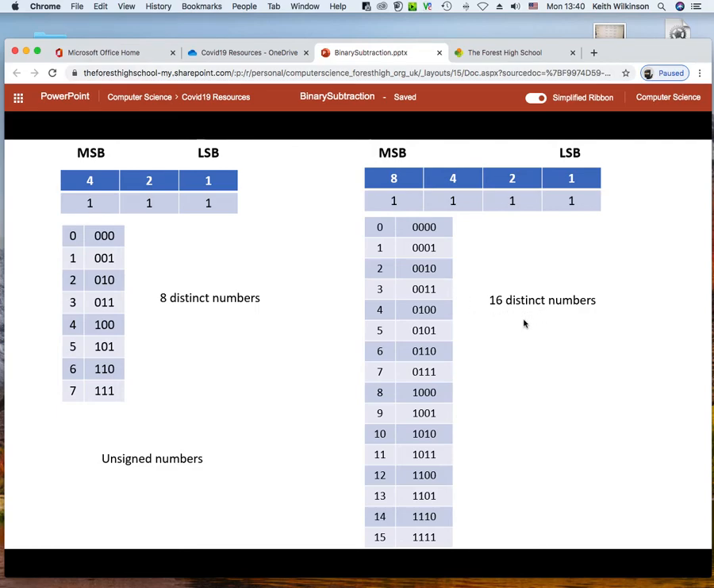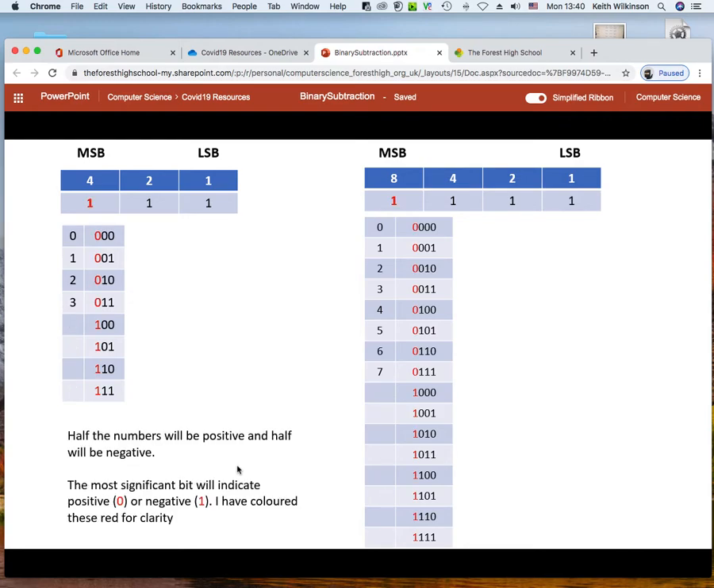Numbers in the 4-bit pattern, and we call these unsigned numbers. You probably know them as whole numbers or just the positive numbers, but in computing, they use the term unsigned. So if we've got negative numbers, we call those signed numbers. So let's take a look, and this is our first big difference.